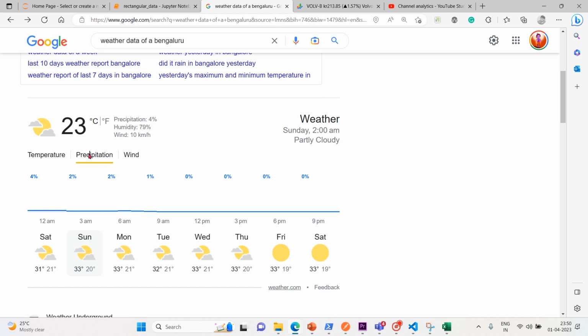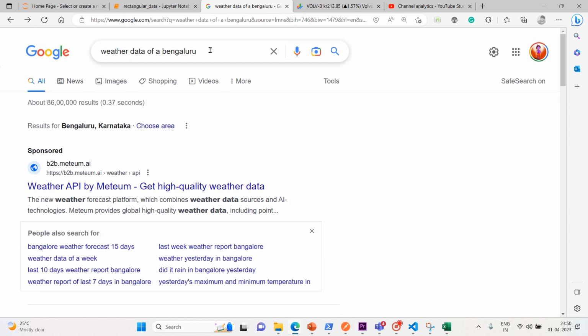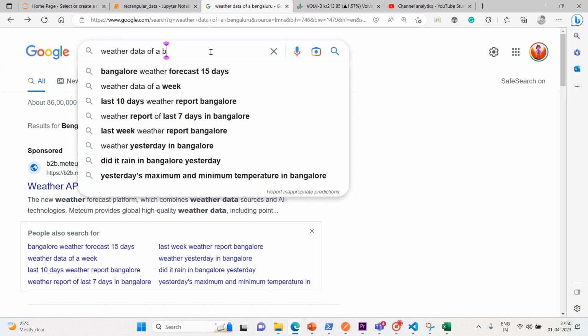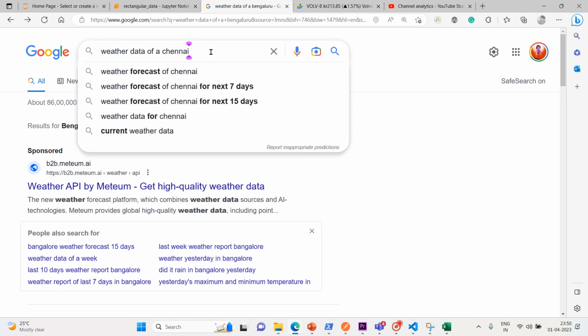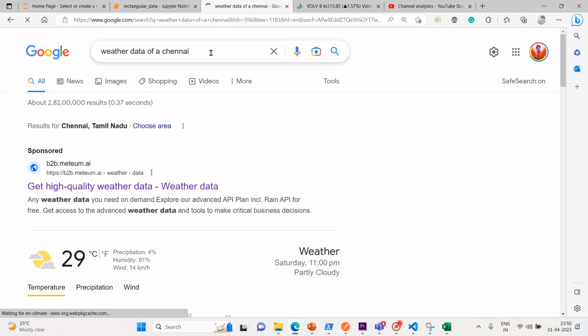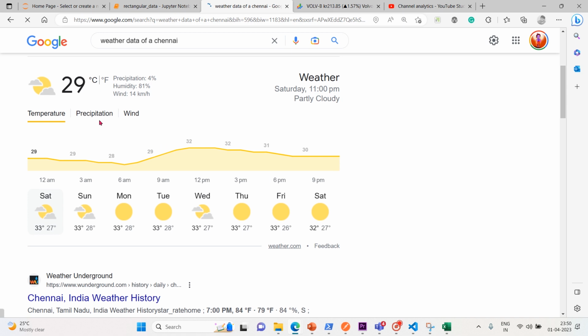And let me go to the precipitation. Obviously it would be very low. Early morning and night time it's quite high: 4%, 2%, 2%, 1%. But as it reaches morning, across the day, the precipitation is very low. When you go to other cities, let me go to Chennai. Let me get into the precipitation.